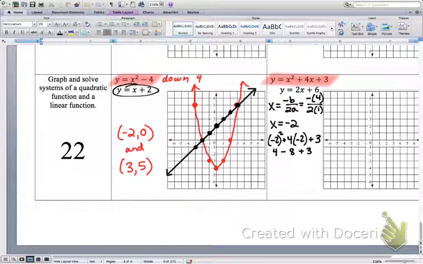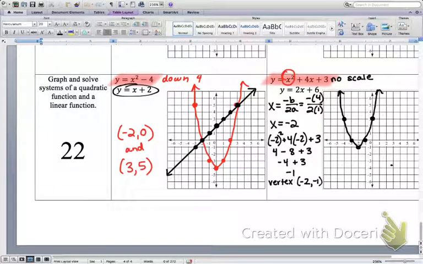-2 squared is +4, 4 times -2 is -8, plus 3. Then we end up with a y value of -1. Therefore, our vertex is at -2, -1. So we can go ahead and plot that. Next, we look at our a value, which is 1, so that means there is no scaling. It doesn't flip, we don't have to change the distance, it's going to follow the normal parent function pattern. So there's no scaling. Over 1, up 1, over 2, up 4, and that's as much room as we have.